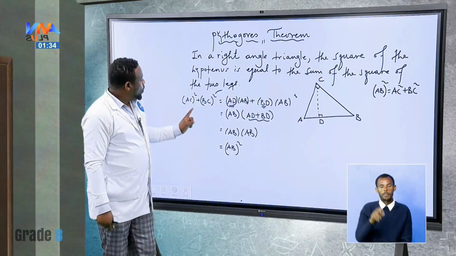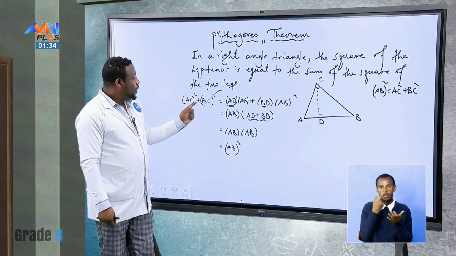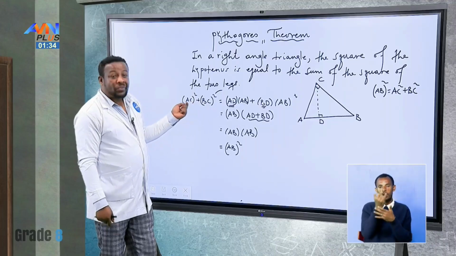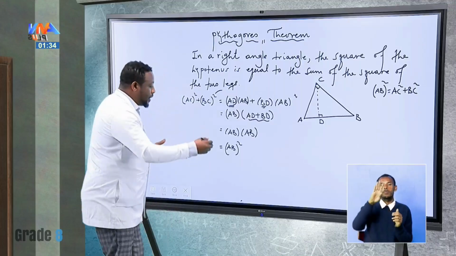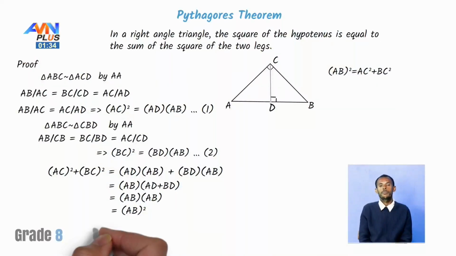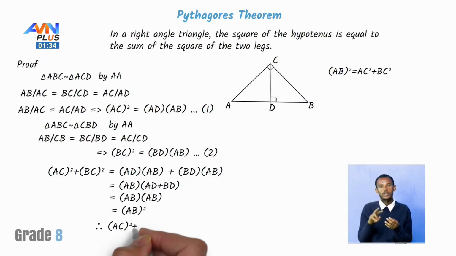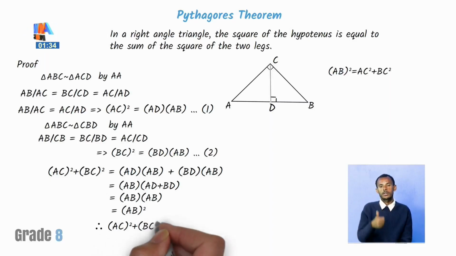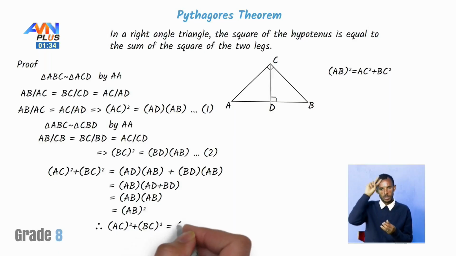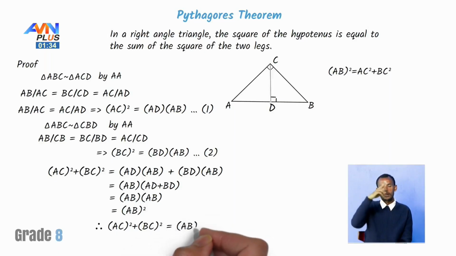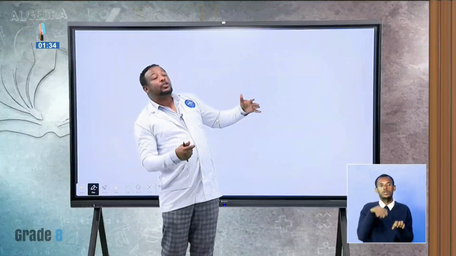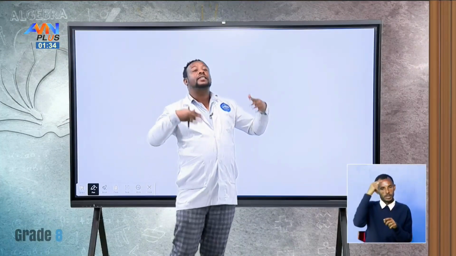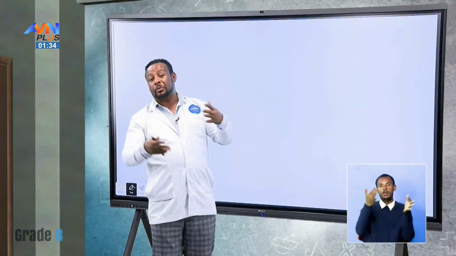So, as you can see here, we are able to derive AC square plus BC square is equal to AB square. Therefore, you can conclude that the sum of the squares of the two legs, AC square plus BC square, is equal to AB square, which is exactly what Pythagoras theorem is saying. Based on the proof of Pythagoras theorem, let's see some examples that require the concept of Pythagoras theorem.